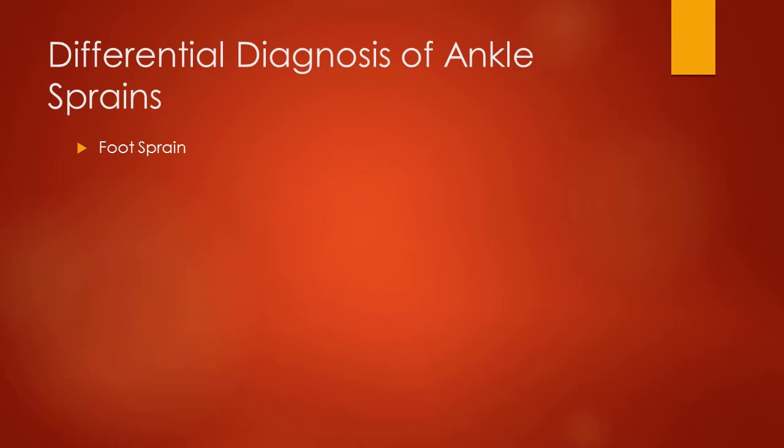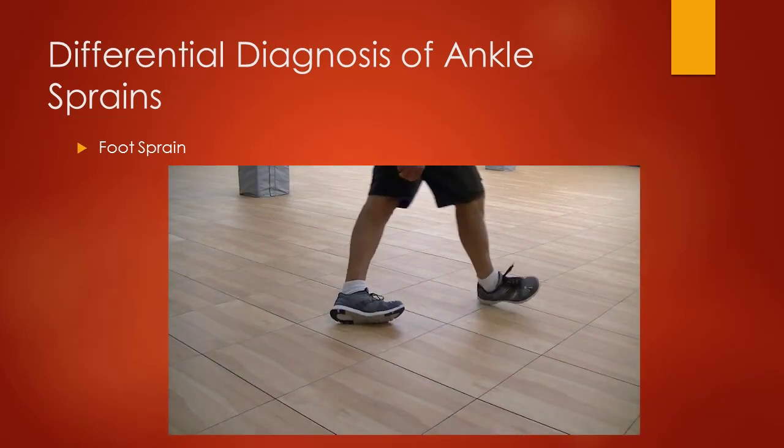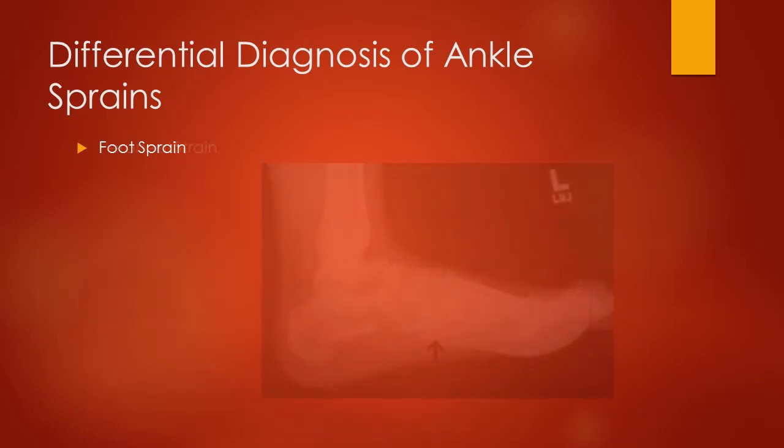A second injury to rule out is a foot sprain. Foot sprains can occur by the exact same inversion and eversion mechanisms as ankle sprains. If the person has an inversion mechanism, we're really going to focus on the lateral mid and forefoot for that sprain, whereas if it's an eversion mechanism, we're going to look at the medial mid and forefoot.